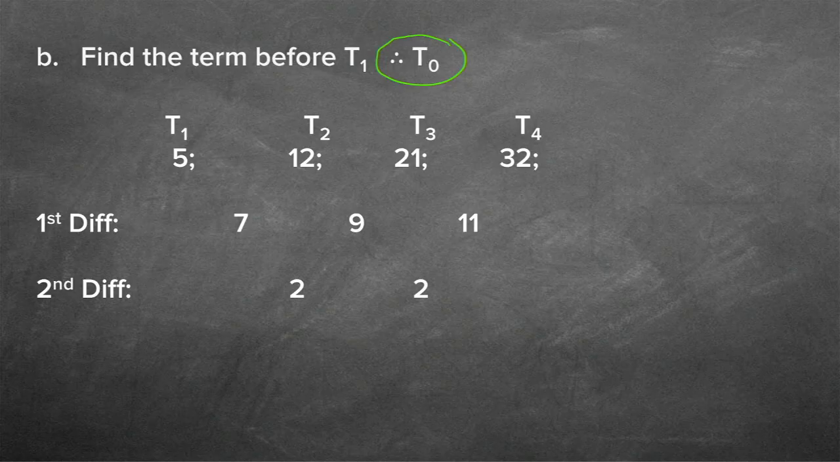They did the same. 12 minus 5 is 7. 21 minus 12 is 9. You see the direction. That direction gives me 11. Then they did the second difference, as we are now used to. 9 minus 7 is 2. 11 minus 9 is 2. So there's your second differences, and there's your first difference.